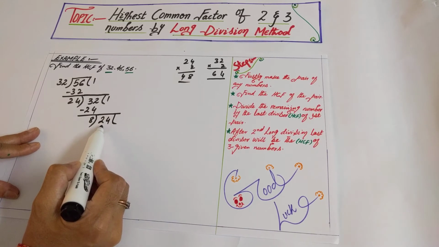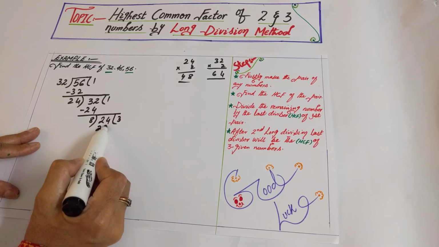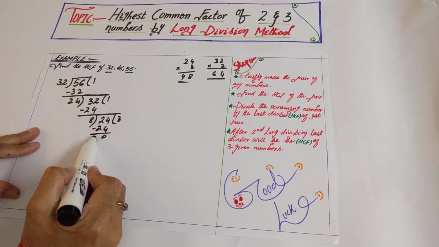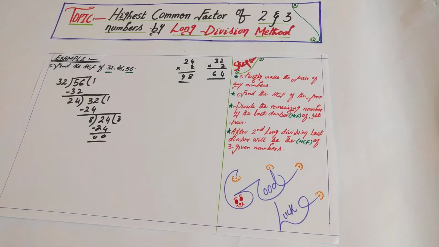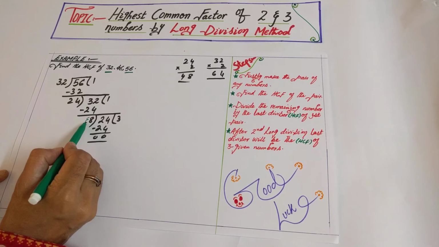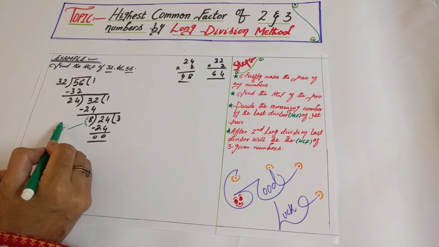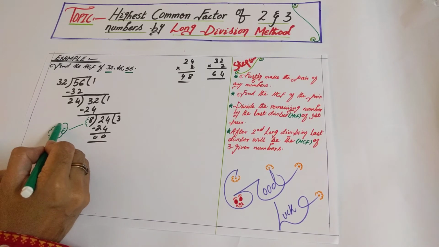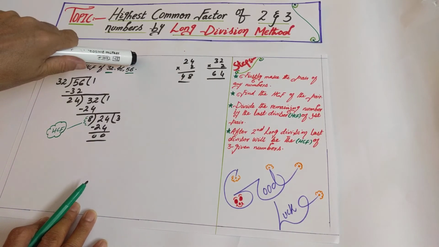Now 24 is completely divisible by 8. Yes, 8 3s are 24. So 4 minus 4 is 0. 2 minus 2 is 0. So according to the previous example, we will stop when we get the remainder 0. So this last divisor is the HCF. But this one is not the final HCF. 8 is actually the HCF of only 32 and 56.